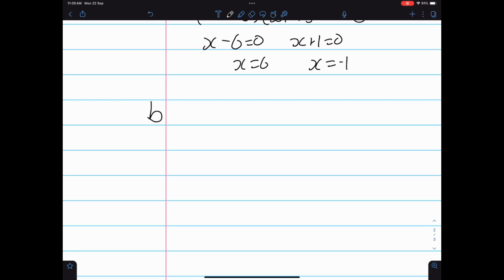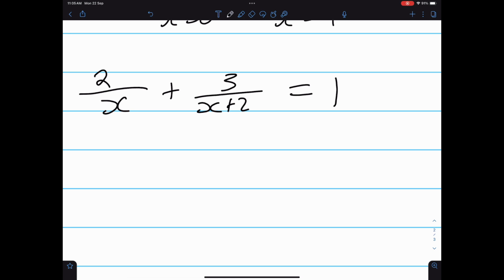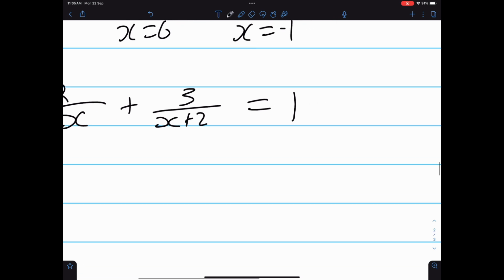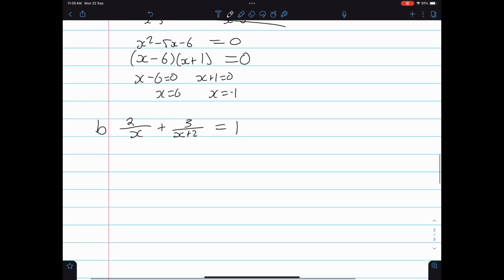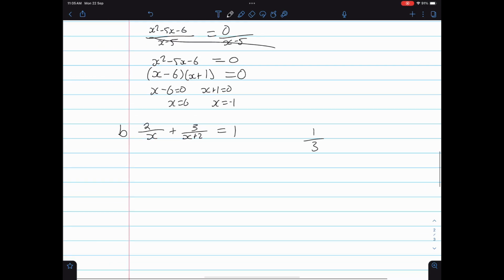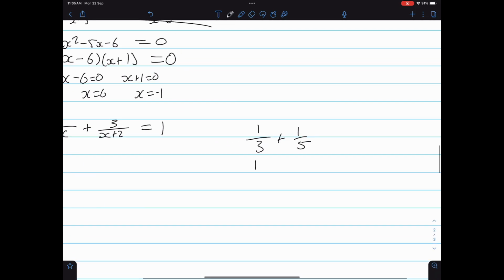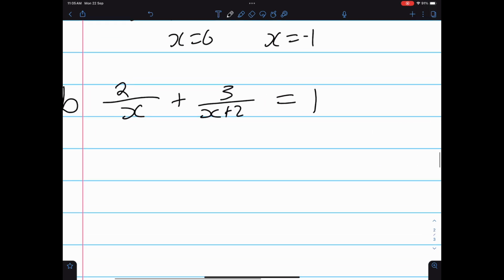Now in B, we have a similar thing, but this time they're not as nice, and nothing's got really a denominator of 1 that we really care about. So now what we have to do here is, like we did with that example of 1/3 plus 1/5, multiply both of them by the other denominator, like that. And that's exactly what we have to do here.